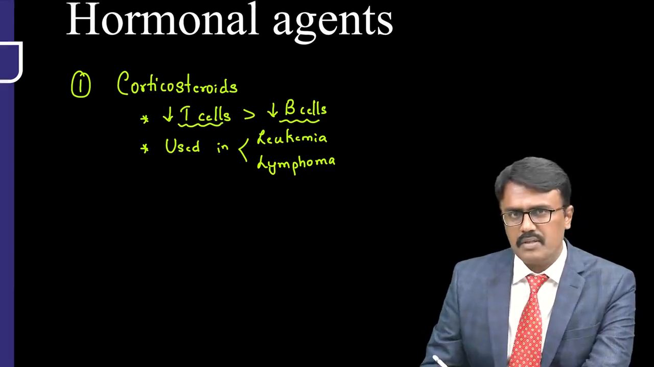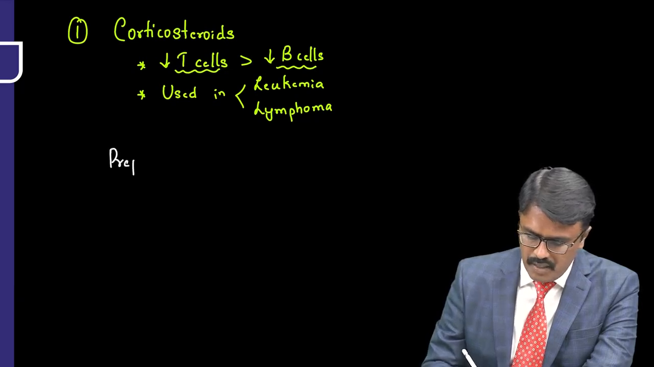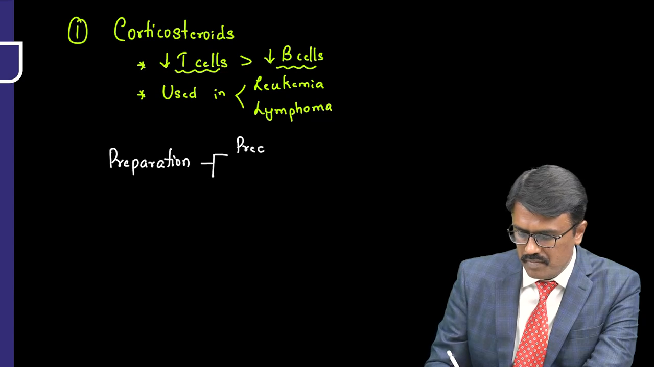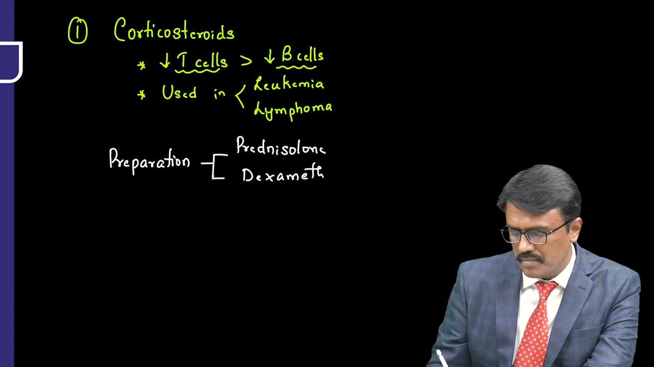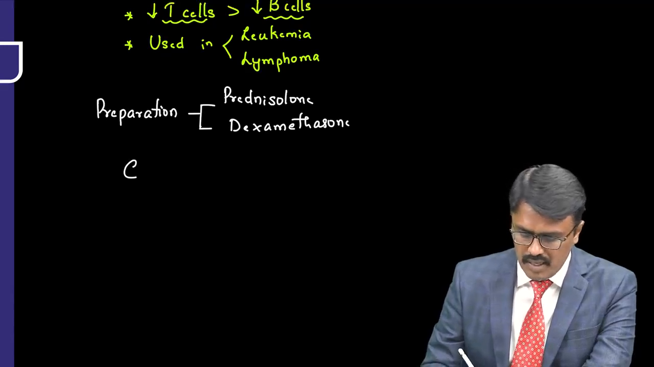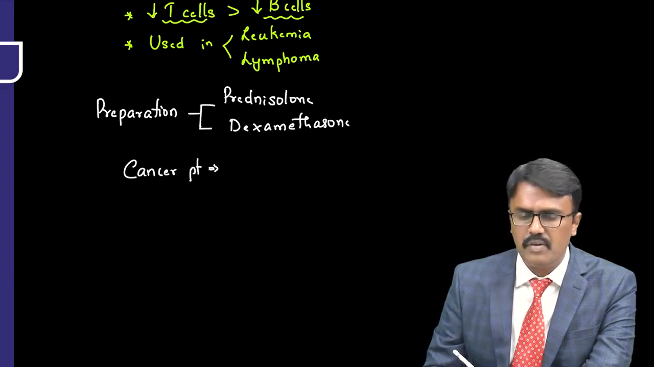Now, apart from this, what are the common preparations of steroids used as anti-cancer drugs? One is prednisolone, and one more, dexamethasone. Now, what is the advantage of steroids in cancers? What do they do in a cancer patient? What is the advantage?